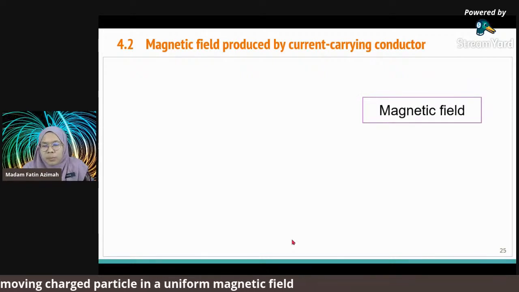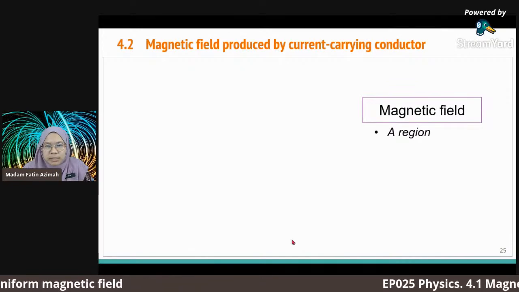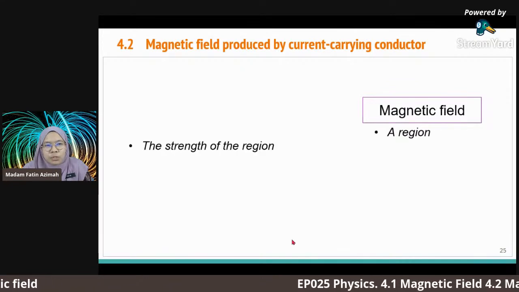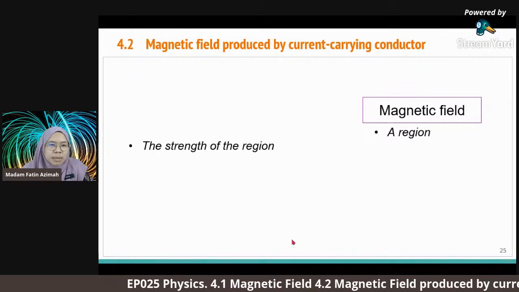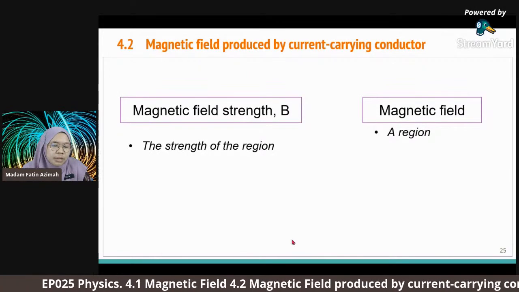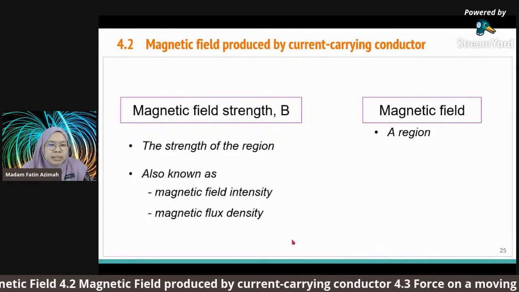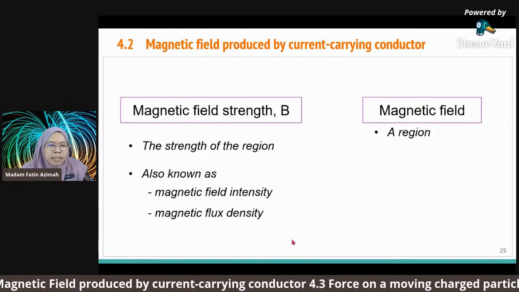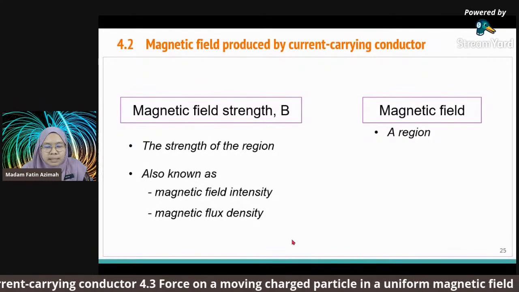Okay, when we talk about a magnetic field, we are talking about a region. But if you want to talk about the strength of the region, it is called magnetic field strength. The other names for magnetic field strength are magnetic field intensity and magnetic flux density. The symbol is capital letter B.